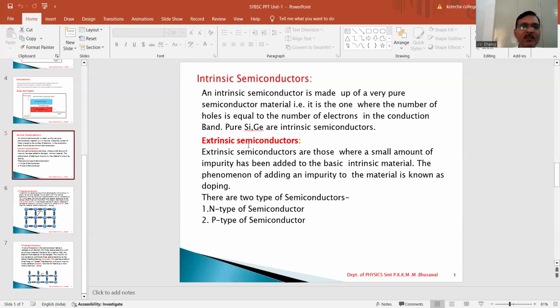Now then extrinsic semiconductors. Extrinsic semiconductors are those where a small amount of impurity has been added to the basic intrinsic material. Why do we need this? Because intrinsic semiconductor material has poor conductivity, which is not sufficient for practical uses. So we have to add an amount of impurity, and that's why the conduction capacity of the material gets enhanced. Therefore, by adding impurity to pure semiconductors, we get extrinsic semiconductors. There are two types of extrinsic semiconductors: N-type semiconductor and P-type semiconductor.